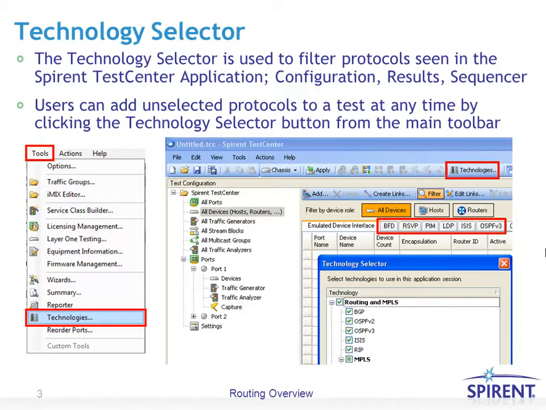The technology selector enables you to filter out or enable routing and MPLS protocols that you desire. So when filtered out, none of the protocols will appear either in the test setup windows, the test wizard windows, the command sequencer windows, or the results. But when enabled, you will view the parameters for all those in the various ways that they apply.